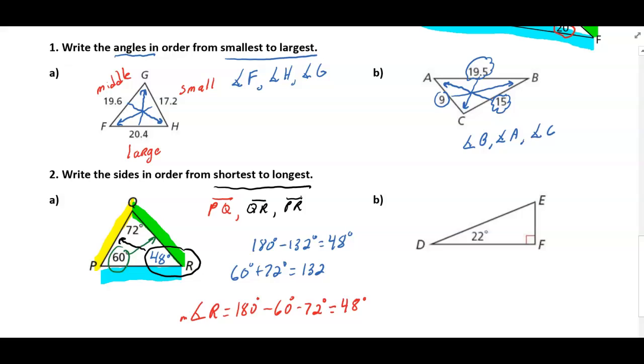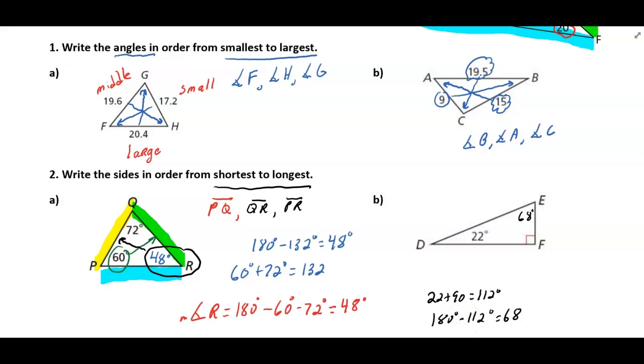Okay, letter B, you also have to do some math. So 22 plus 90 is 112. And then 180 minus 112 gets you 68 degrees. So the angle up here is 68 degrees.